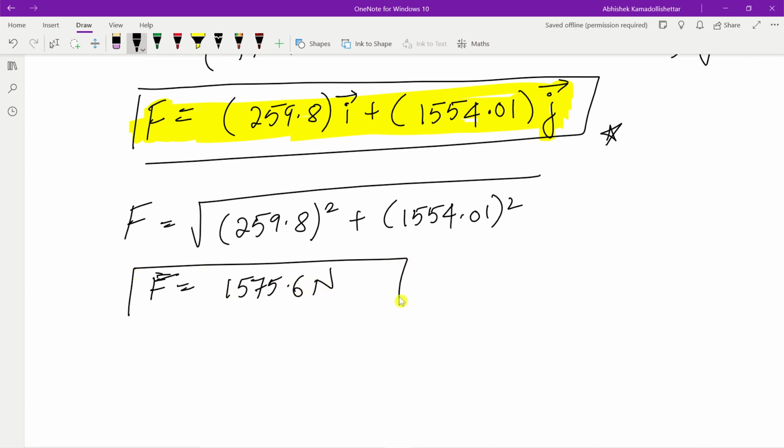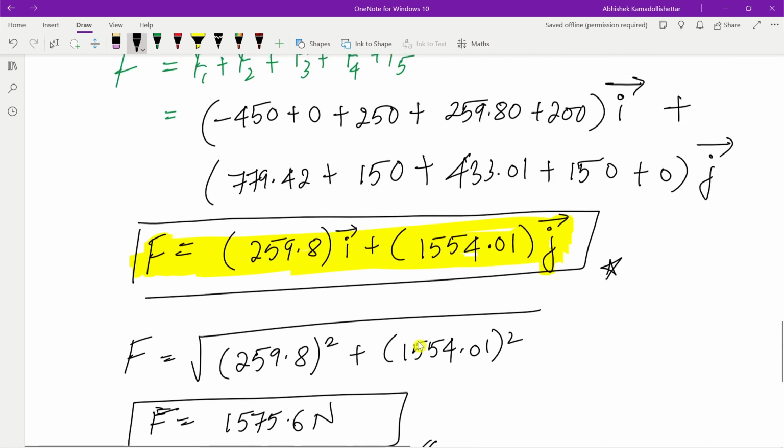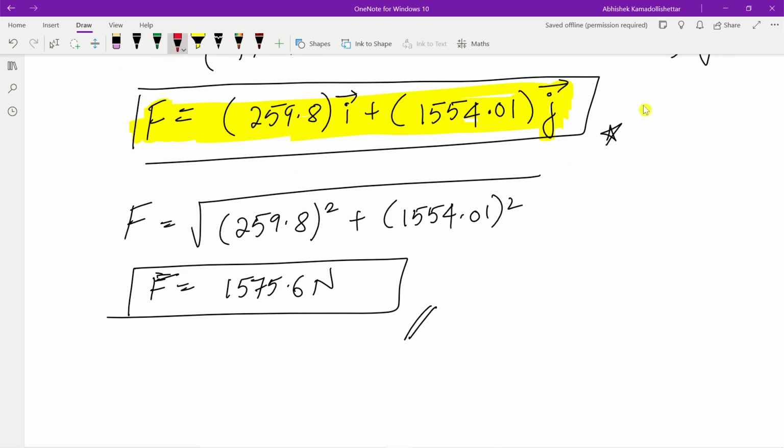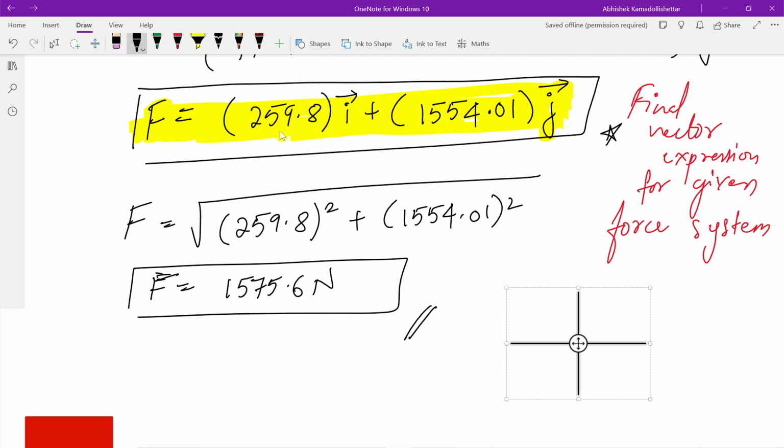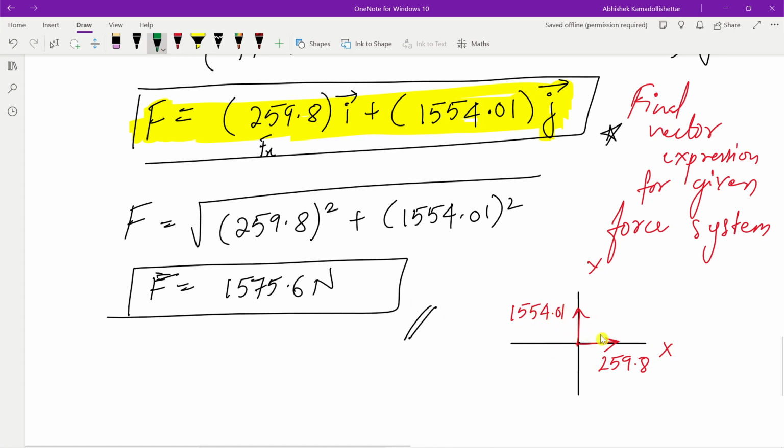That would give a value of around 1575.6 newtons. Okay, now after seeing this final vector expression for the given force system, if I want to show the resultant, the x component here is on the positive side, so let me take a positive arrow mark, this is 259.8, and the j component is also positive, so again a positive direction, 1554.01. Now finally the resultant would be somewhere here.